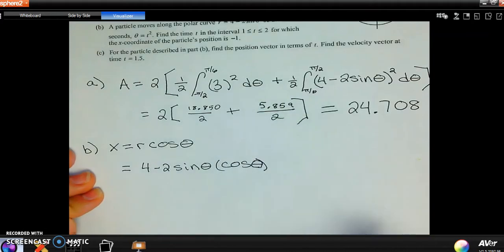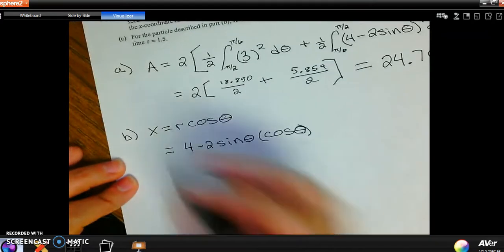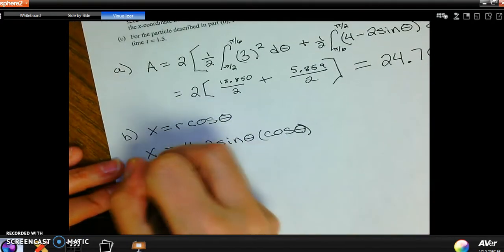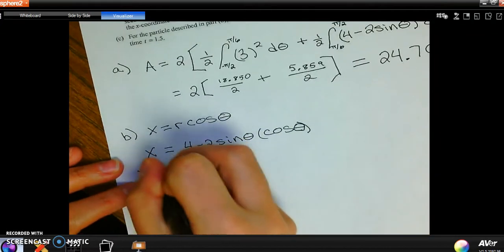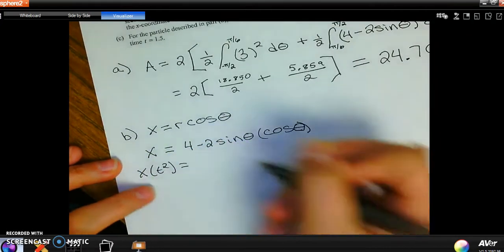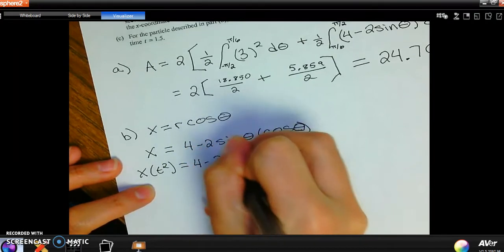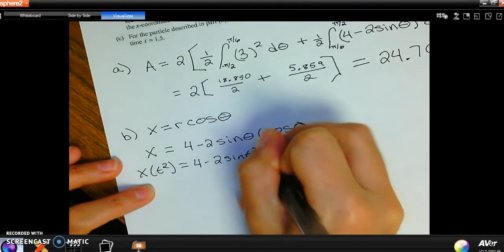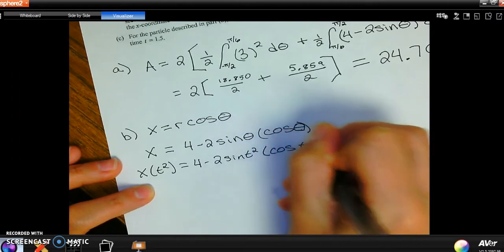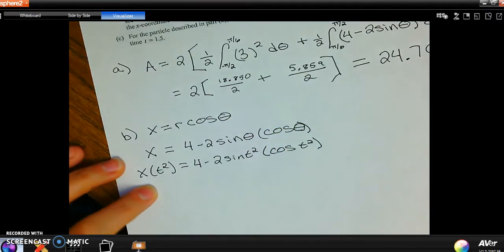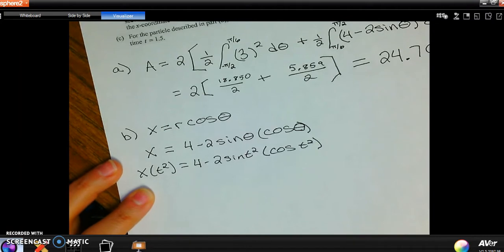Okay. So we have this, and now, since theta equals t squared, I'm going to plug that in. So I've got 4 minus 2 sine t squared multiplied by cosine t squared. Okay, and I know another piece about that.